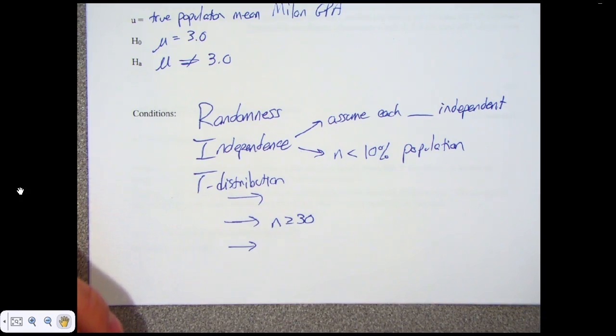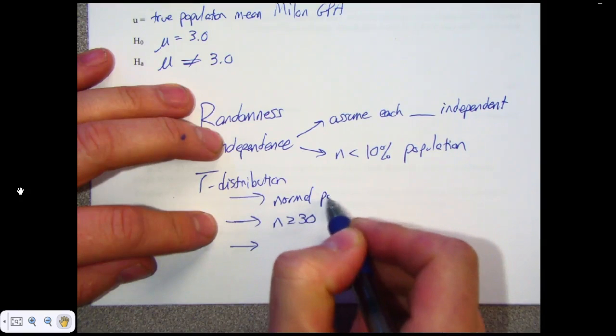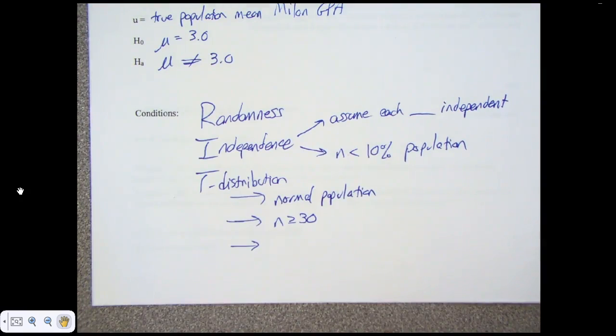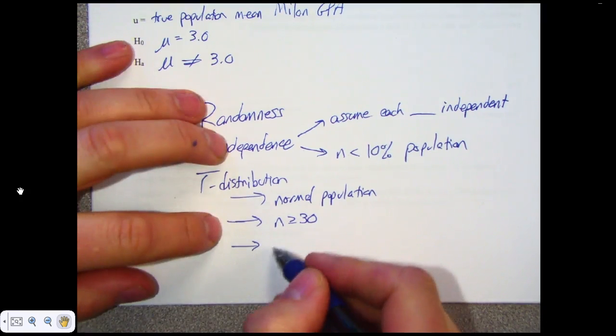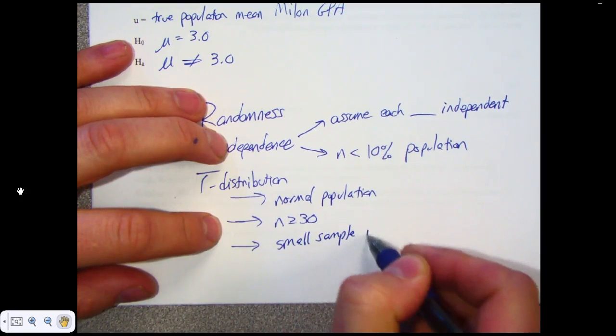But so if the population's normal, we're good. If the population's not normal, we're good if we have more than 30. If the population's not normal and we don't have more than 30, we're still good as long as our sample is what? Approximately.